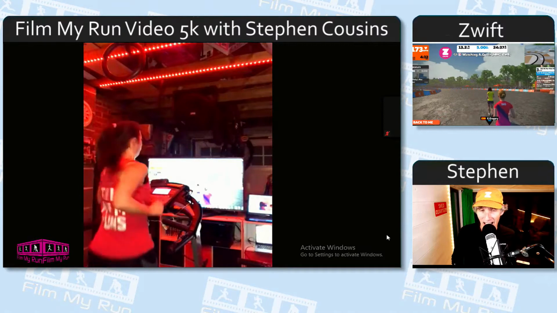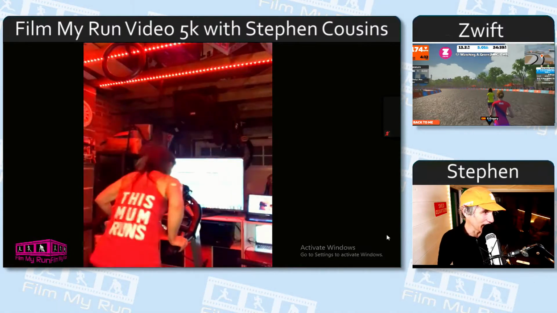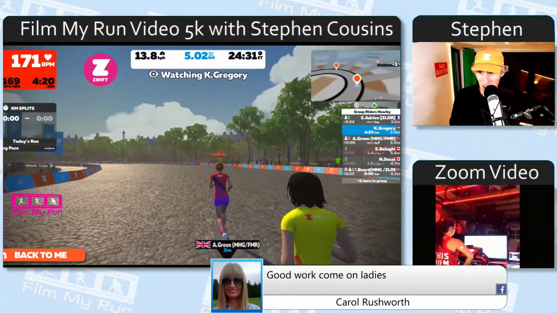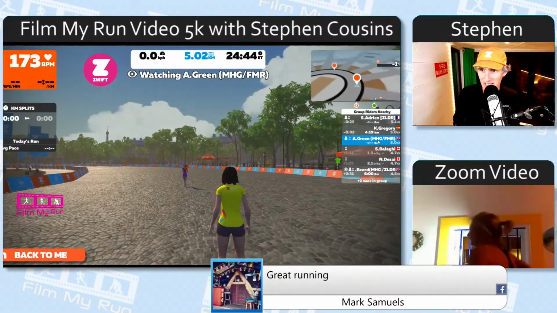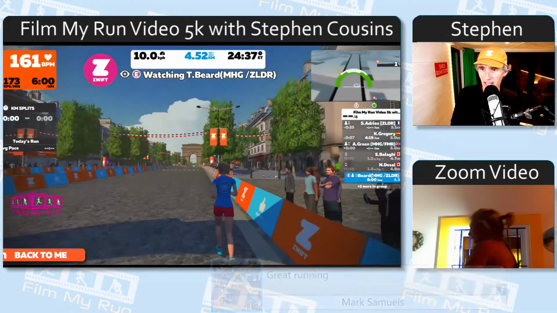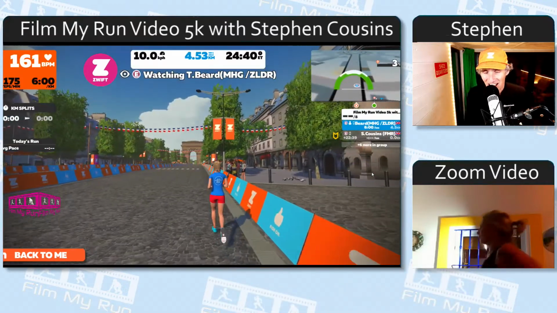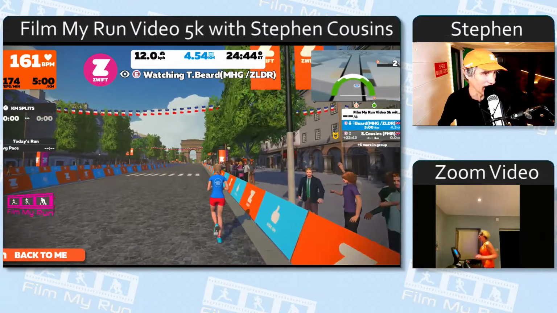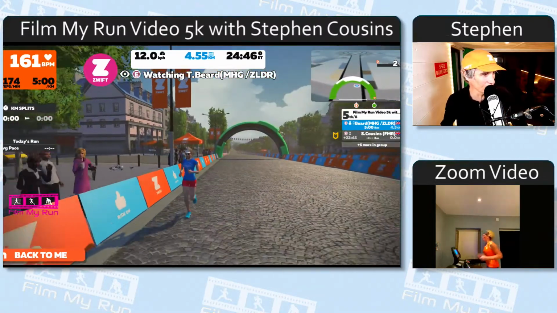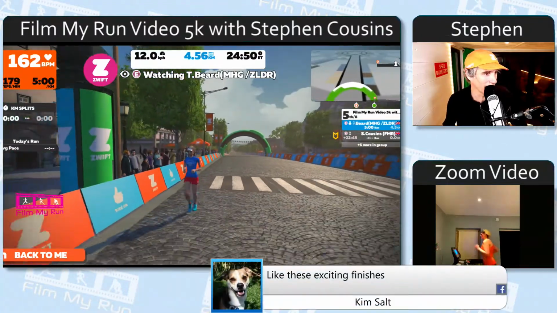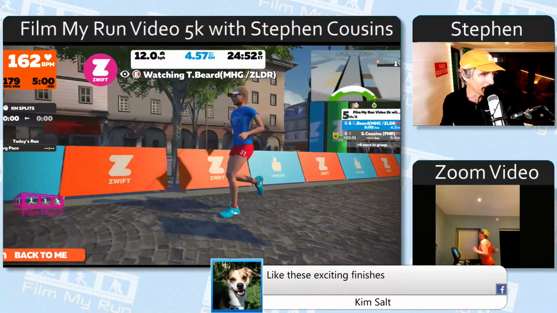5 kilometres and Amy has crossed the finish line. There she is. Well done, Amy. Absolutely fantastic. And Kathy crosses the finish line as well. Amazing work, both of you. And now I've lost Tina Beard. Oh yeah, there's Tina. So Amy and Kathy fighting their way through to the line, and Amy just about pips Kathy to get third place in the Film My Run Video 5K.